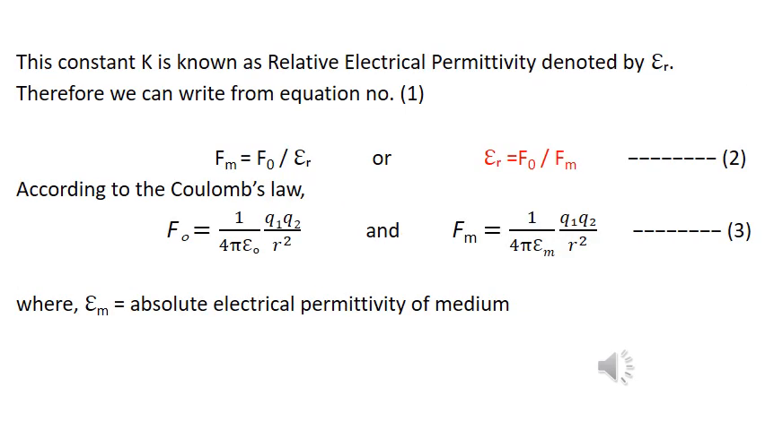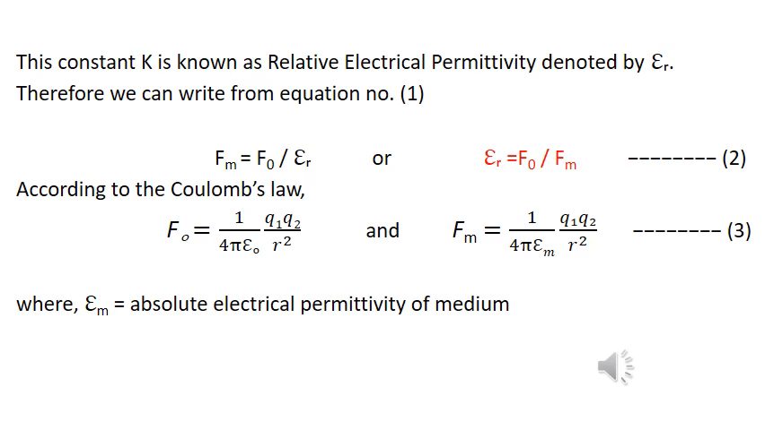This k is also known as relative electrical permittivity, and it is denoted by epsilon r. Therefore, we can write from equation 1, Fm is equal to F0 by epsilon r, or epsilon r is equal to F0 by Fm. That is, we can say that the relative electrical permittivity is the ratio of force acting between the 2 point charges separated by the distance r in free space and the force acting between the same charges separated by the same distance in any medium.